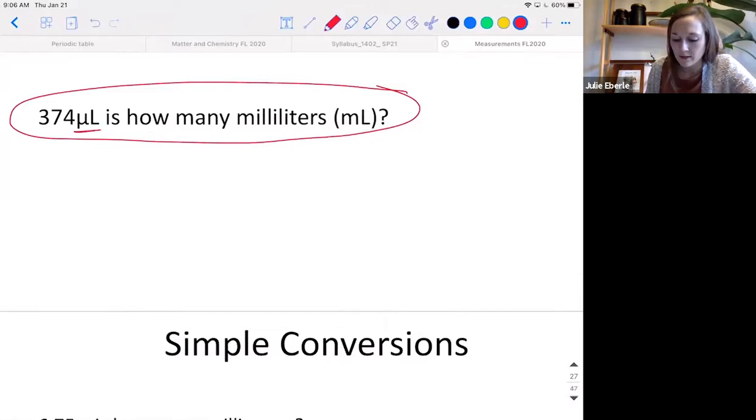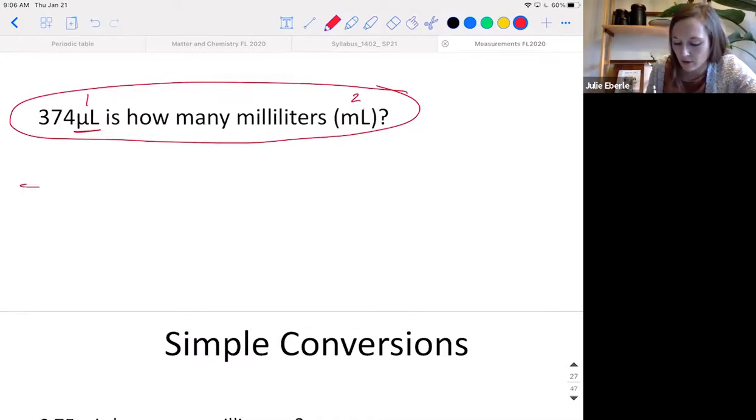374, what is this? Remember the U with the tail on the front, this is micro, okay, microliters. And we want to know if we have 374 microliters, how many milliliters is this? Now, I will tell you, some people may want to do this in 2 steps. I'm going to teach you an easy way to do it in 1 step, okay? What you need to do first is you need to relate, here's unit number 1 and here's unit number 2. We have relationships for how these relate to the base unit, and the base unit here is just the liter.